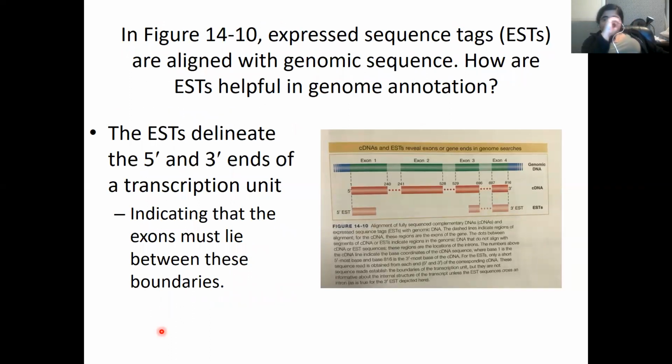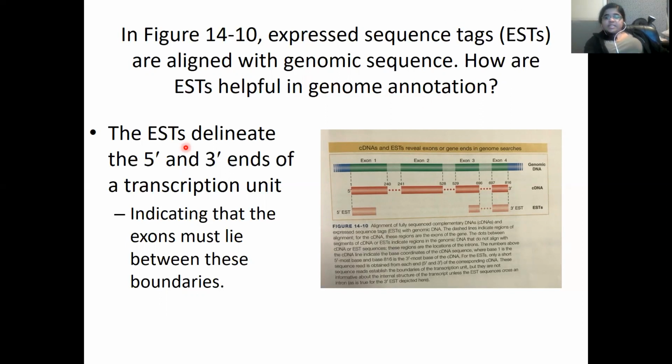In figure 14.10 from the textbook, expressed sequence tags are aligned with genomic sequence. How are ESTs helpful in genome annotation? I'm sorry, guys, I forgot to put my animation in a couple of these slides. But anyways, this is figure 14.10 out of our textbook. It's asking how are these tags helpful when you are doing genome annotation?